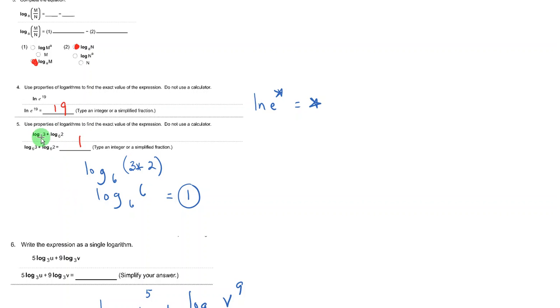Number 5, log base 6 of 3 plus log base 6 of 2. Well, remember, we're going to multiply to make it one log. So we have log base 6 of 3 times 2. That's log base 6 of 6. That equals 1.